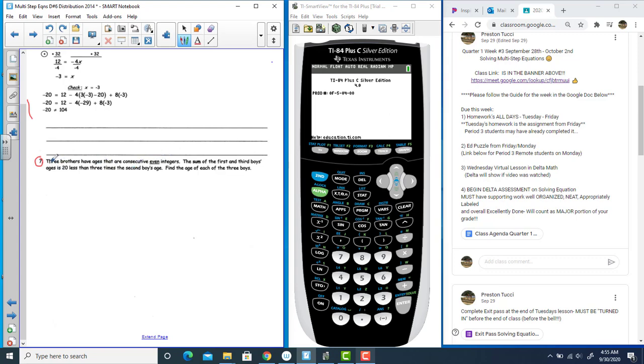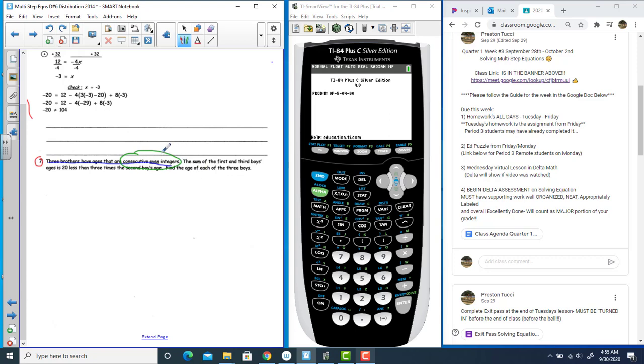So here's what we have. 3 brothers have ages that are consecutive even integers. Now, normally if you're in class, you'd say, ladies and gentlemen, how many brothers? And you'd all shout out 3 brothers. Consecutive even integers, that's some tricky detail. And again, we're going to spend a whole day on that specific verbiage because that's a little tricky to consider.